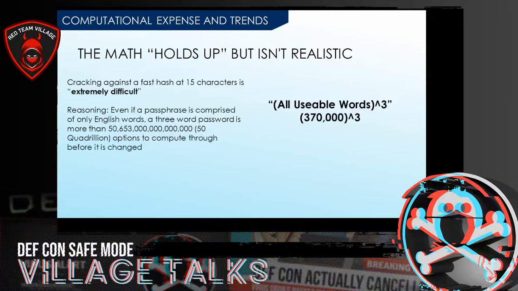Another argument I've heard that comes from a better standpoint is assuming the passphrase is made up of words. There are a lot of words around 5 characters or more, so you can say a 15-character passphrase is probably 3 words, which is extremely difficult. You'd have to go through more than 50 quadrillion options to be sure. Okay, big number, but certainly smaller than the last one.